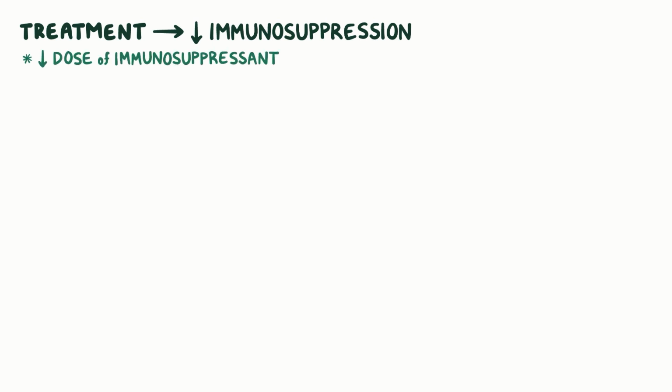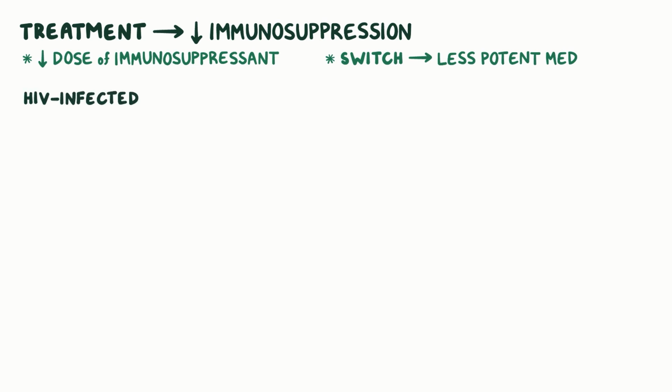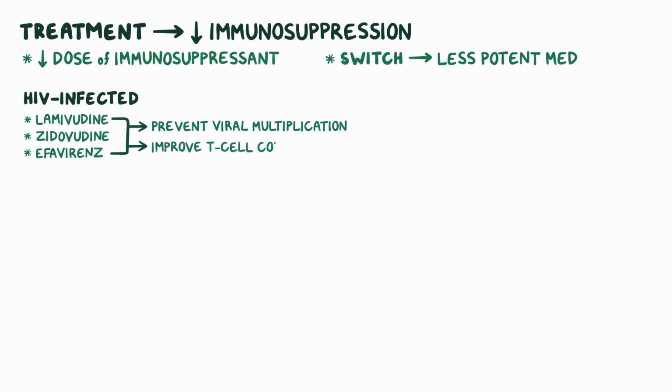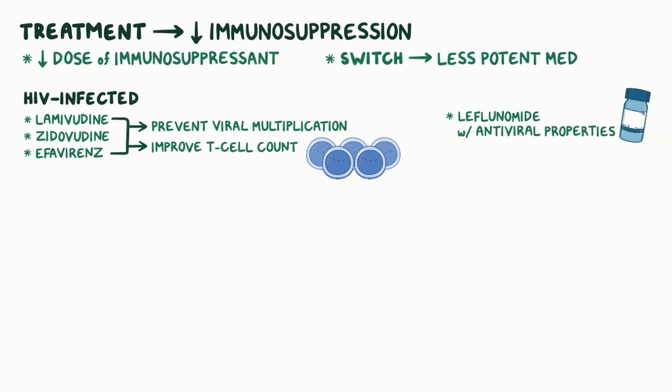The main goal of treatment is to reduce the immunosuppression either by reducing the dose of immunosuppressant used or by switching to a less potent medication. In HIV-infected individuals, antiretroviral medication like lamivudine, zidovudine, and efavirenz are used to prevent viral multiplication and improve T-cell count. Leflunomide, which is an immunosuppressive medication with some antiviral properties, can be used in the case of BKV nephropathy.